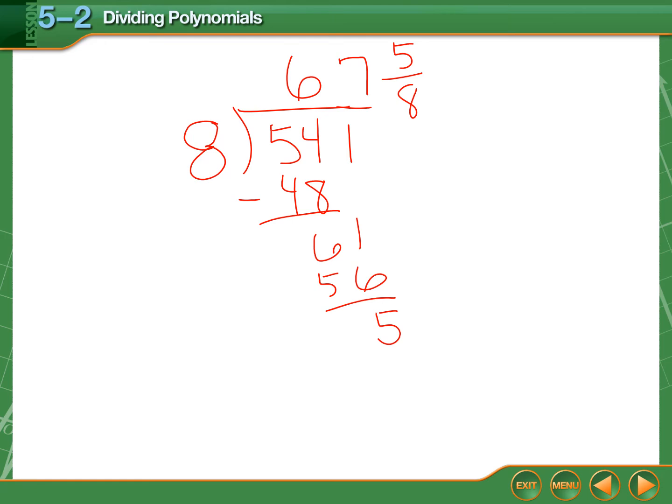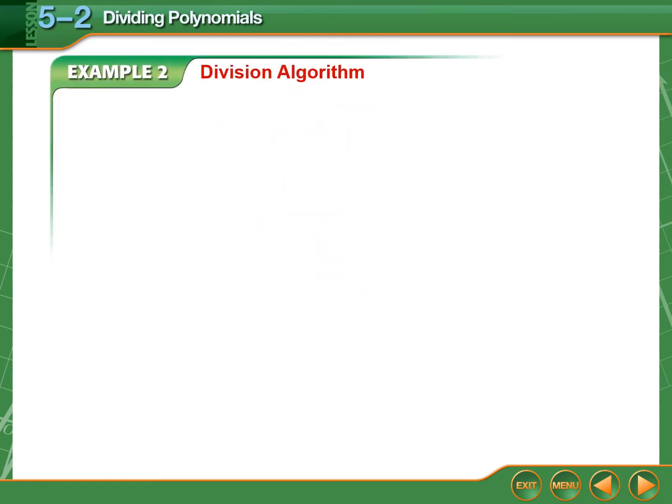Sometimes some of the teachers did not teach you, or you don't remember, that you could take the remainder and make it the numerator over your divisor as the denominator. That's going to be important for you to remember. But remember the multiplying and subtracting that we just did, because we're going to use that with polynomials.